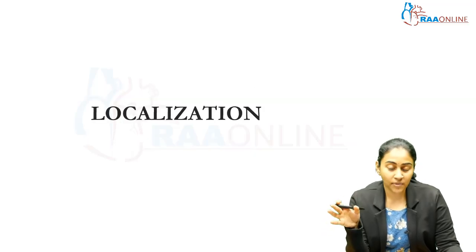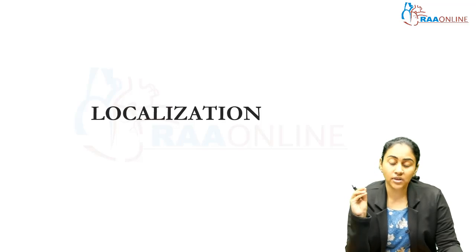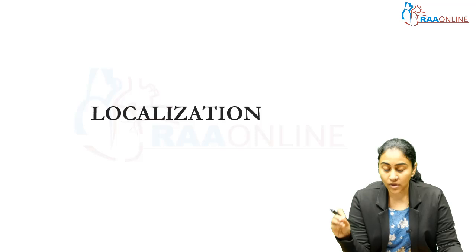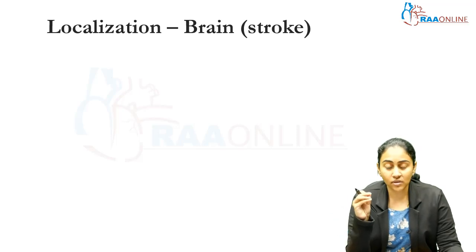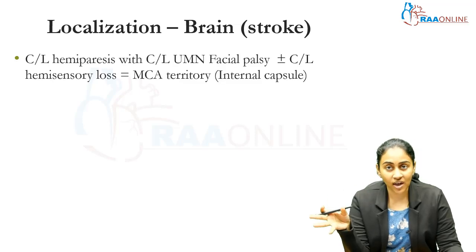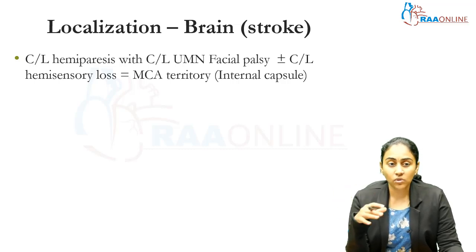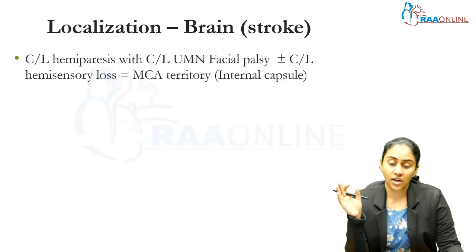So let's start off by trying to understand localization. Here I'm going to give you some important pointers when it comes to localizing the problem. As with neurology, the first question is going to be localization. So what are the important clues which are going to help you to easily localize a stroke in the brain? Whenever you have a contralateral hemiparesis with a contralateral upper motor neuron facial palsy, so both the deficits are on the same side of the patient, with or without a contralateral hemisensory loss, this is usually a middle cerebral artery territory stroke, where usually we can localize it to the internal capsule.